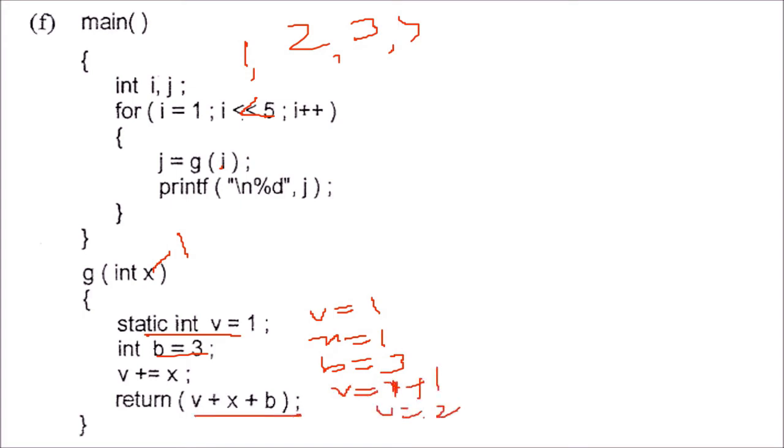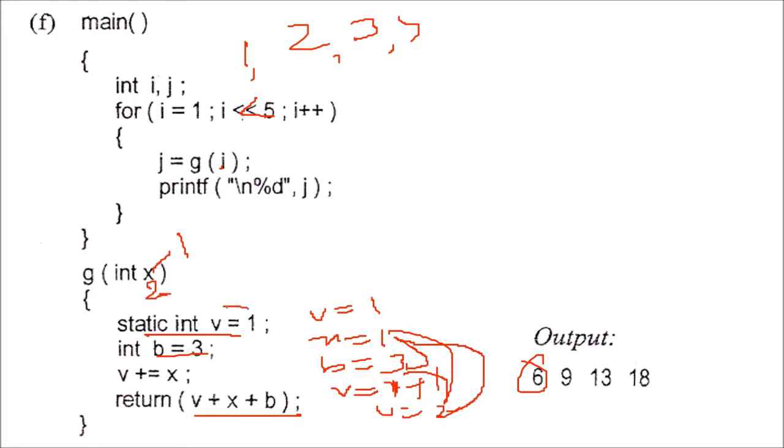And v plus x plus v means 2 plus 1 plus 3. So what will be the value? 2 plus 1 plus this 2. This is 3 plus 2 plus 1, that is 6. So 6 you will get. Next time 2 will come. So next time 2 will come, this v will become, v has already become, because we have already added.